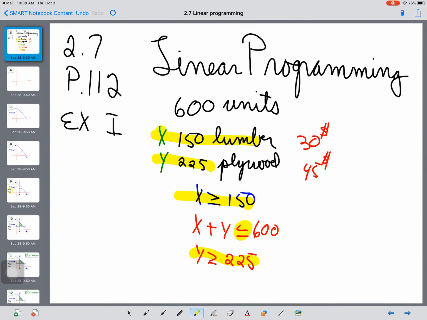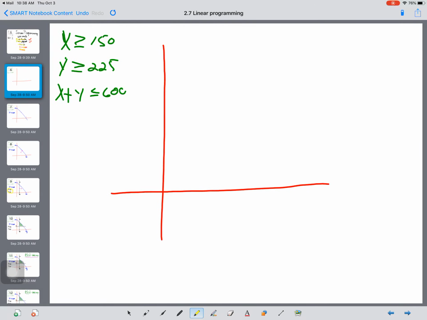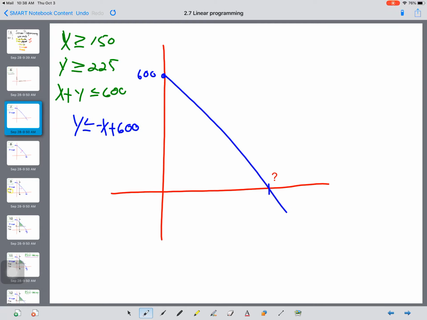So let's take a look at how those fit on a graph. Now, I'm not going to plot specific tick marks along the x-axis and y-axis. I'm just going to graph this line first. After I solve it and put it in y equals, it's got a y-intercept of 600 and a slope of -1. So it's going to look something like that.